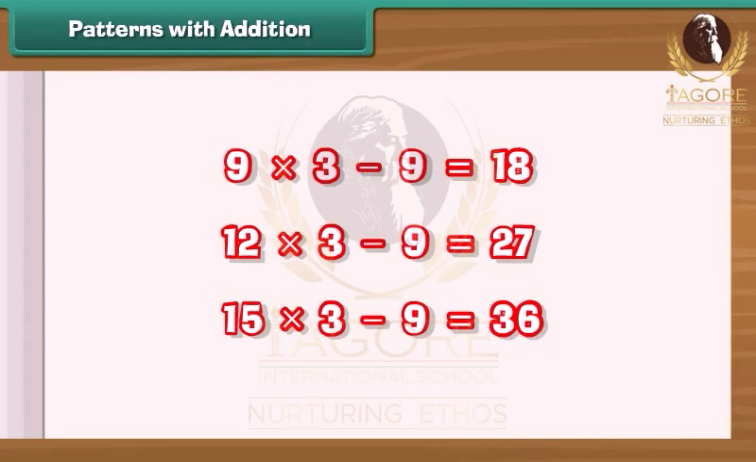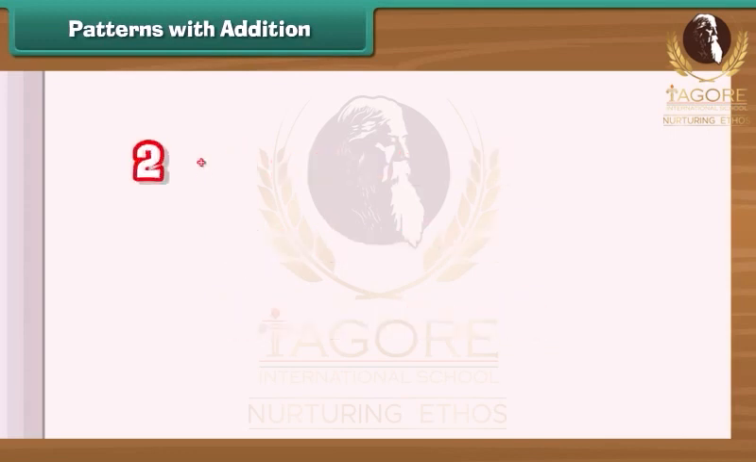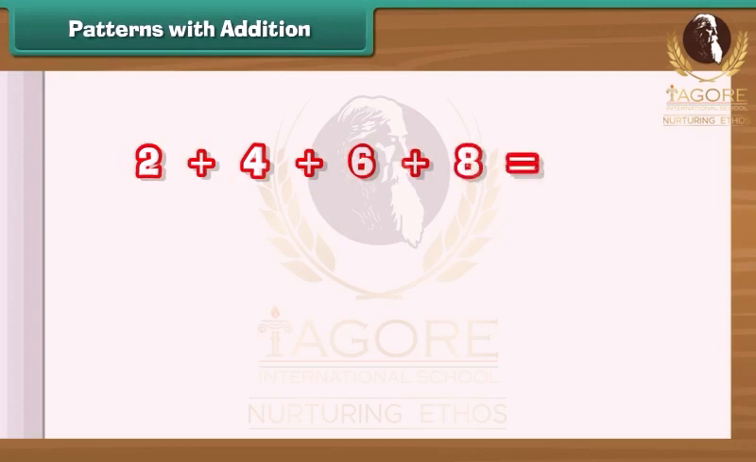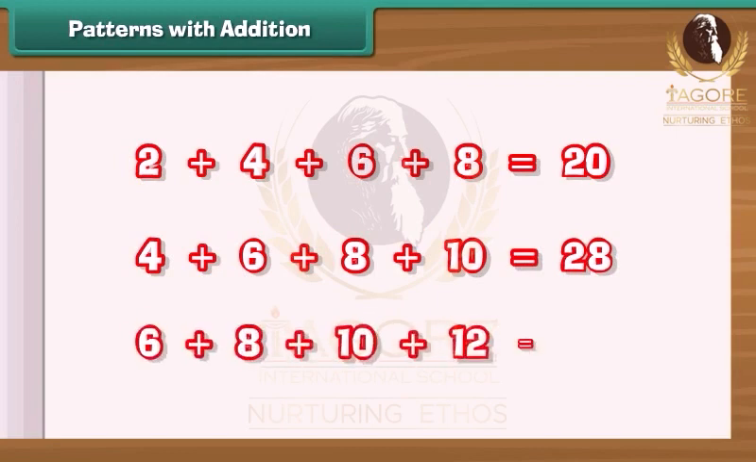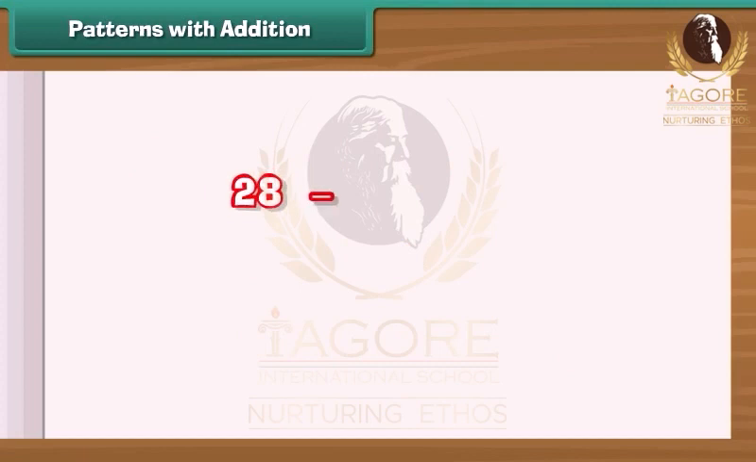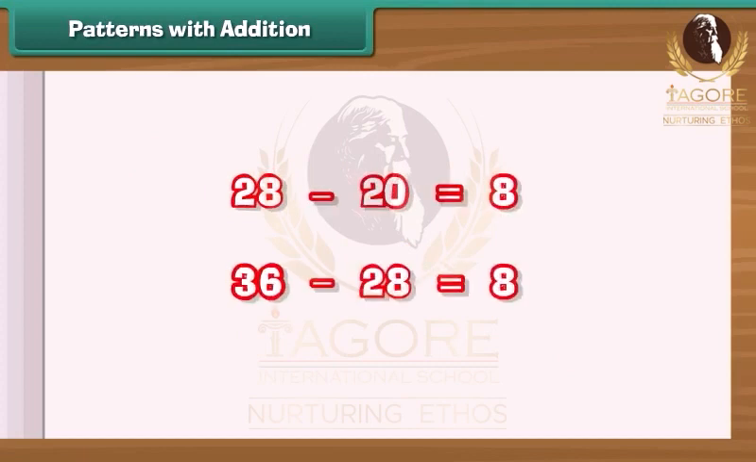Let us look at another addition pattern. 2 plus 4 plus 6 plus 8 is 20. 4 plus 6 plus 8 plus 10 is 28. 6 plus 8 plus 10 plus 12 is 36. We observe that the difference between any two adjacent sums is 8. 28 minus 20 is 8. 36 minus 28 is 8.